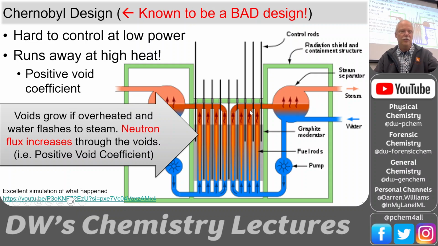Now here's the Chernobyl design. It also used some graphite moderation, and it's hard to control at low power and can run away at high heat. So if the heat gets too high and the water flashes to steam, the steam doesn't slow the neutrons down as much as the water does, and so it allows the reaction to run away. Basically you lose some of your neutron control. So this is an excellent simulation of what happened.